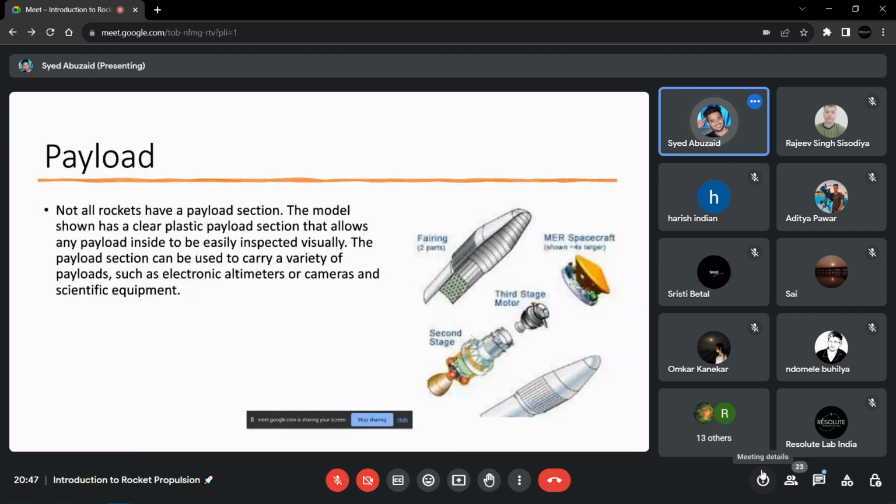Okay, so if I'm talking about the payload, not all rockets have a payload section. The model shown has a clear plastic payload section that allows any payload inside to be easily inspected visually. I've already told you about the different types of rockets nowadays; they have different motives. Some rockets carry payloads like a satellite, some carry a bomb or other explosive material, and some are doing research with research material. Also, for safety, a parachute deployment function is present. So it depends upon our motive. The payload section is always from the nose point to just above the rocket propulsion system. This space is used for the payloads.